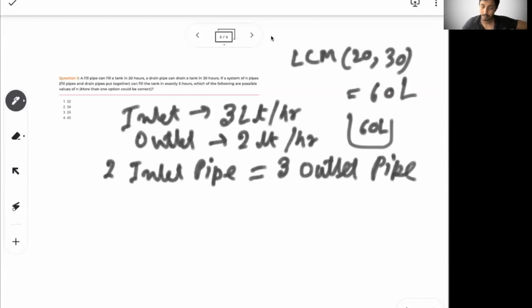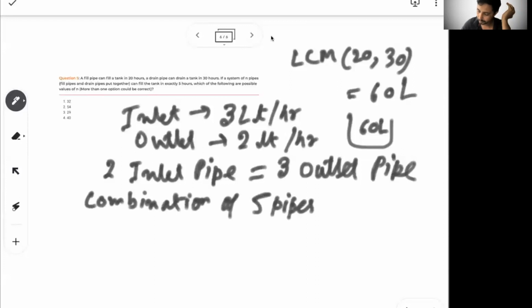How do I come to this? Because they said 2 inlet pipes' capacity will be 6 liter, and 3 outlet pipes' capacity will also be 6 liter. Here they are talking about a combination of pipes, a system of n pipes, fill pipe and drain pipe together. So if there is a combination of 5 pipes, out of which we have 2 inlet plus 3 outlet, the output will always be 0, because 2 inlet pipes are completely nullified by 3 outlet pipes.